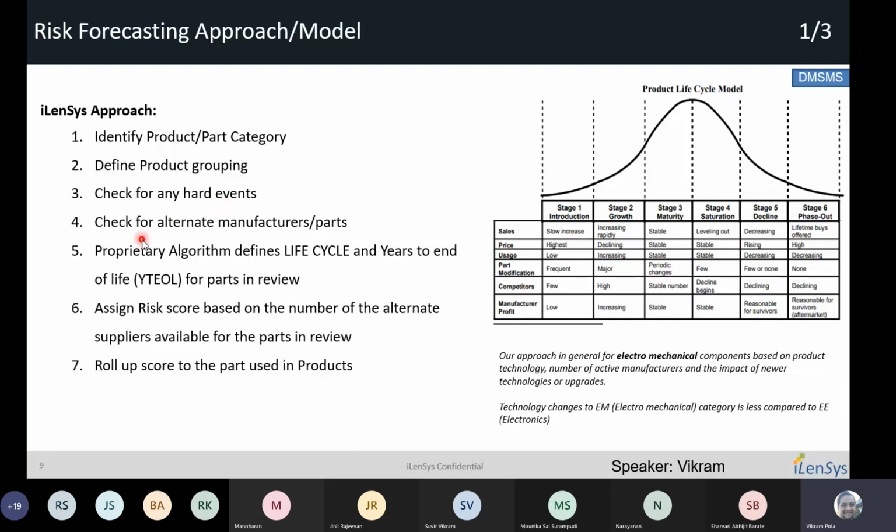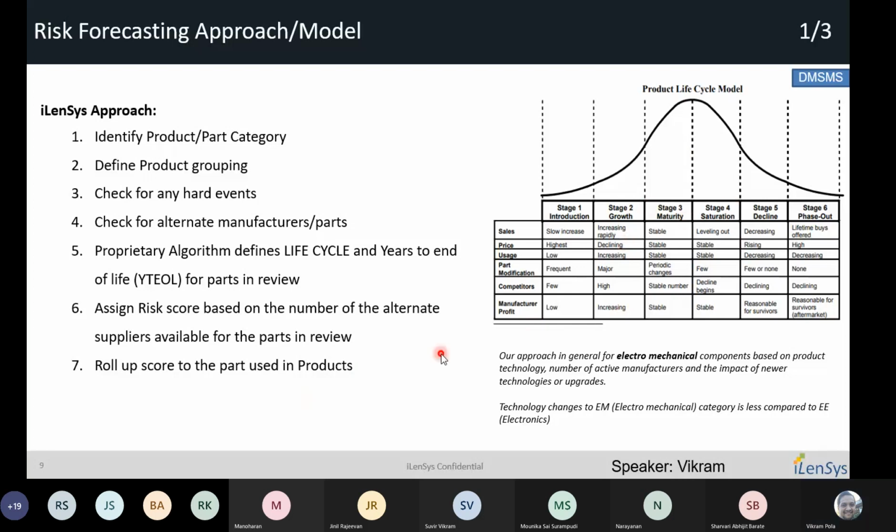And also look for the alternate manufacturers within the product grouping. In case there are any alternate manufacturers, we would flag and then recommend them. Then we have a proprietary algorithm that focuses on the life cycle and years to end of life for all the parts under review. And then we would finally assign a risk score based on the number of parts available within the product group, and then roll up the score to a given product.